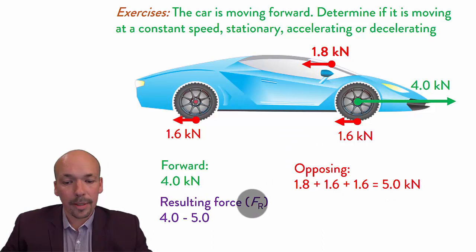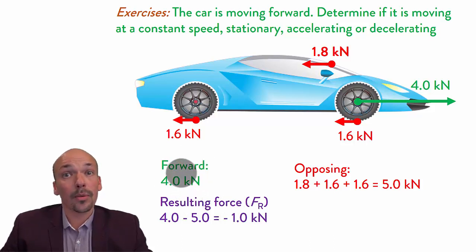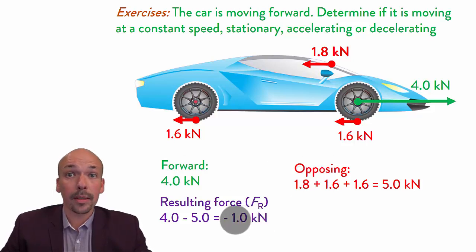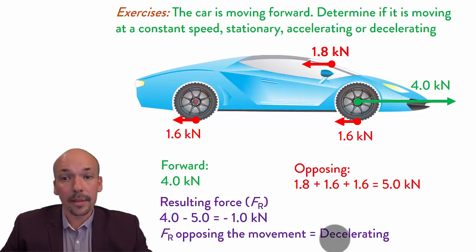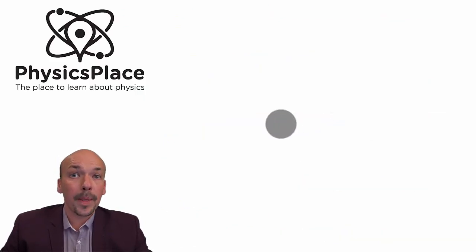And now we can determine the resulting force. So the resulting force, Fr, is 4 minus 5, so it's minus 1.0 kilonewtons. Why minus? Because the forward force is smaller than the opposing forces. So the minus says that it's going the opposite direction than the movement. So Fr, the resulting force, is opposing the movement, and that means that the car is decelerating, so it will go less and less fast. It doesn't mean it's going backwards, because it says here the car is moving forward, but it will be decelerating. And of course, when decelerating, probably these forces will go down, and then after a while it will go at constant speed.